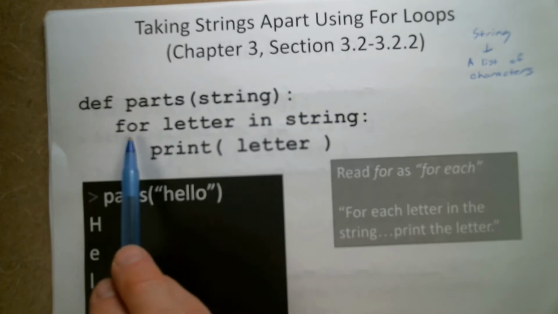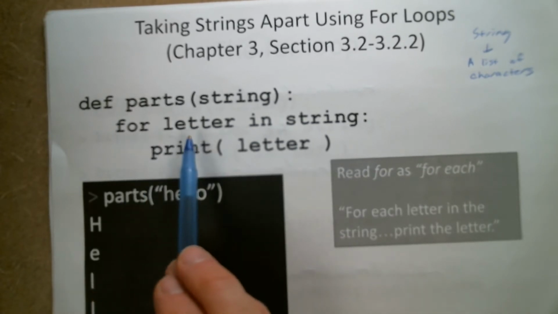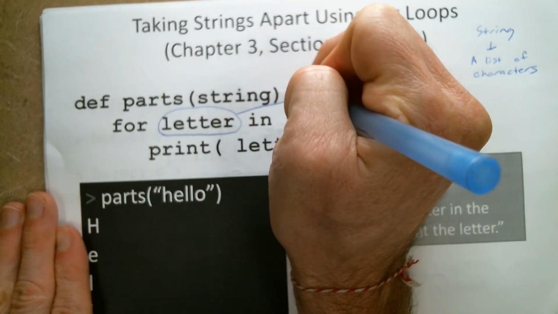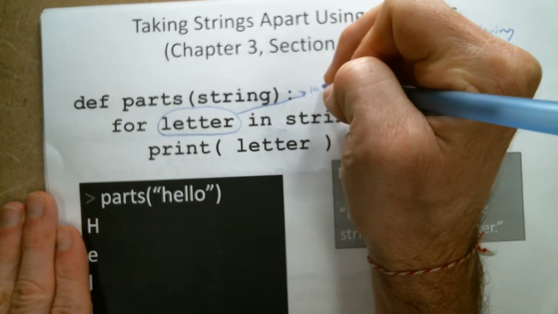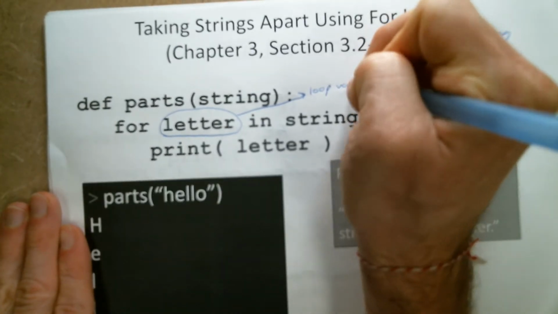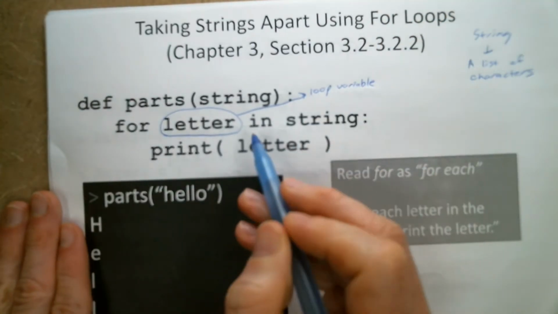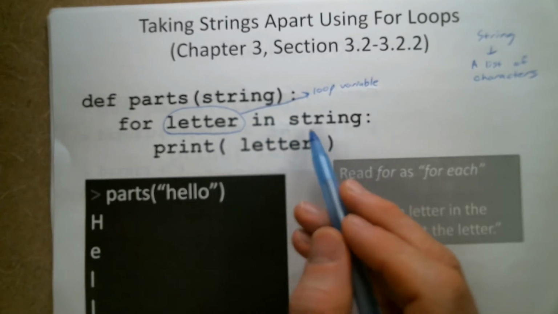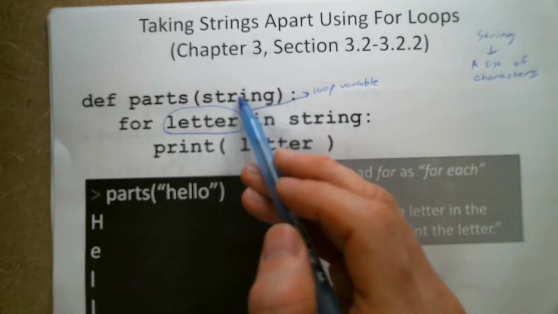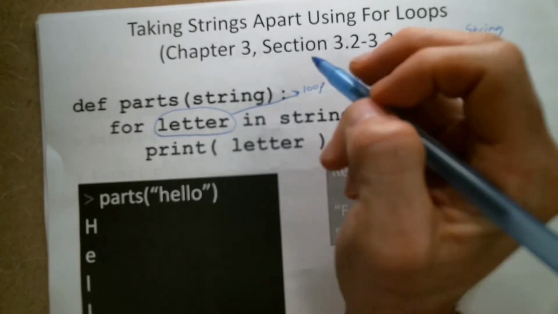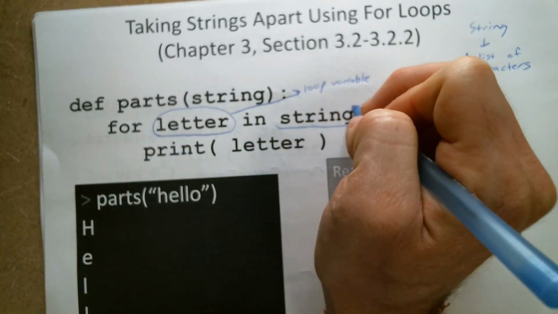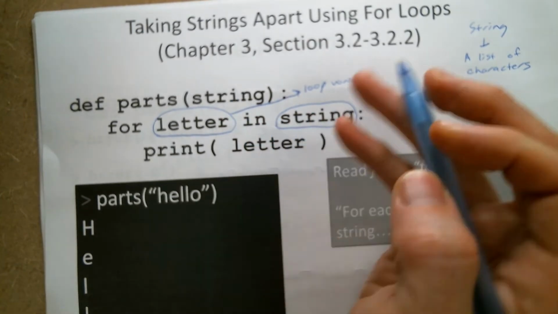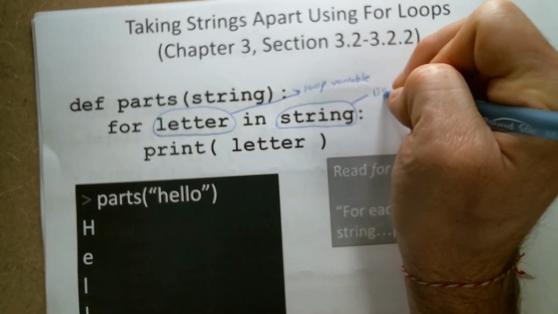So we have this loop here: for letter. Now, again, letter is just our loop variable. There's nothing special about me using the word letter there. That's just the name that I've given my loop variable. In string, and again, string is not anything special. It's the parameter that was passed into the function. So the fact that I'm using the word string here, it could have been anything. It's based on the parameter that we have here. So this is my list.